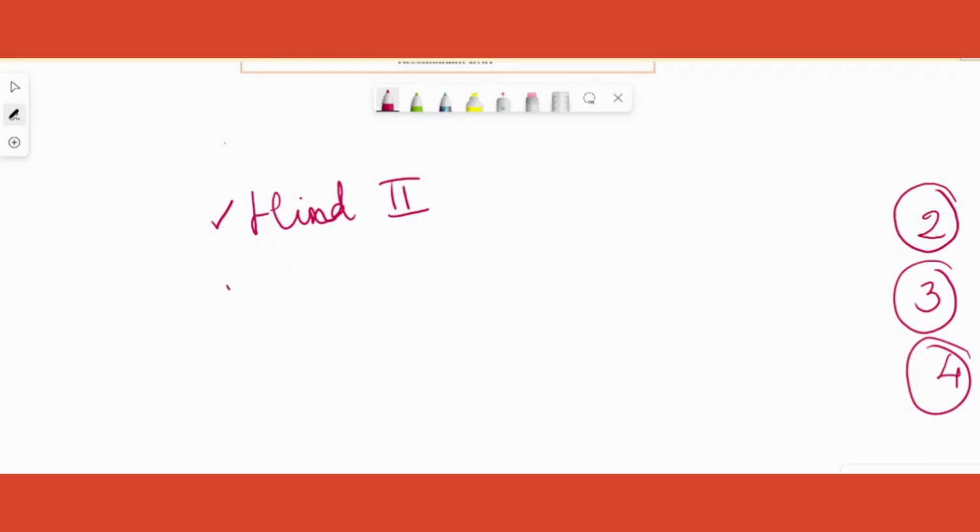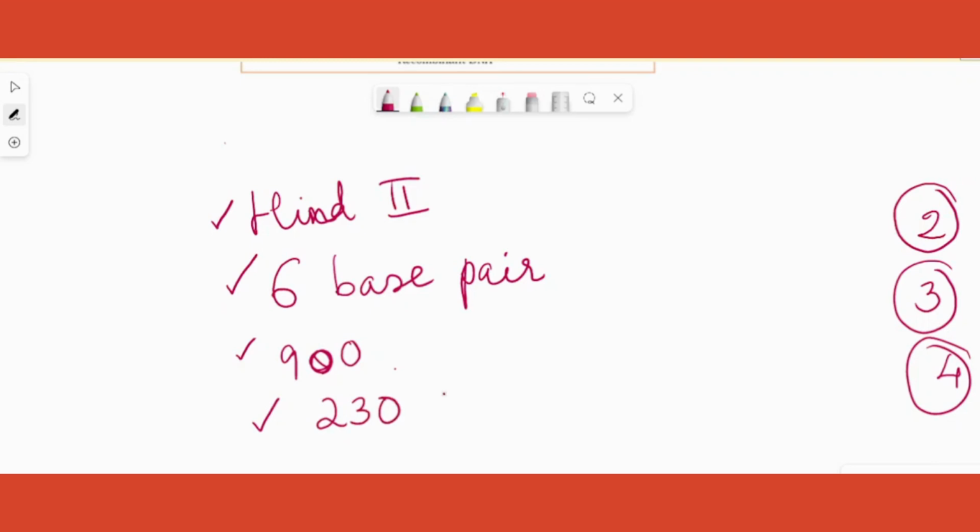What does it recognize? How many base pairs does it recognize? You should know. It recognizes a 6 base pair sequence, just like our GAATTC, a 6 base pair sequence. Just like that, this also recognizes a 6 base pair sequence on the DNA, but it is not GAATTC. It is different, but we are not learning that because it's slightly complicated. How many restriction enzymes till now have been discovered? 900. From how many organisms? 230 strains of bacteria. This much data you need to remember for your exam.